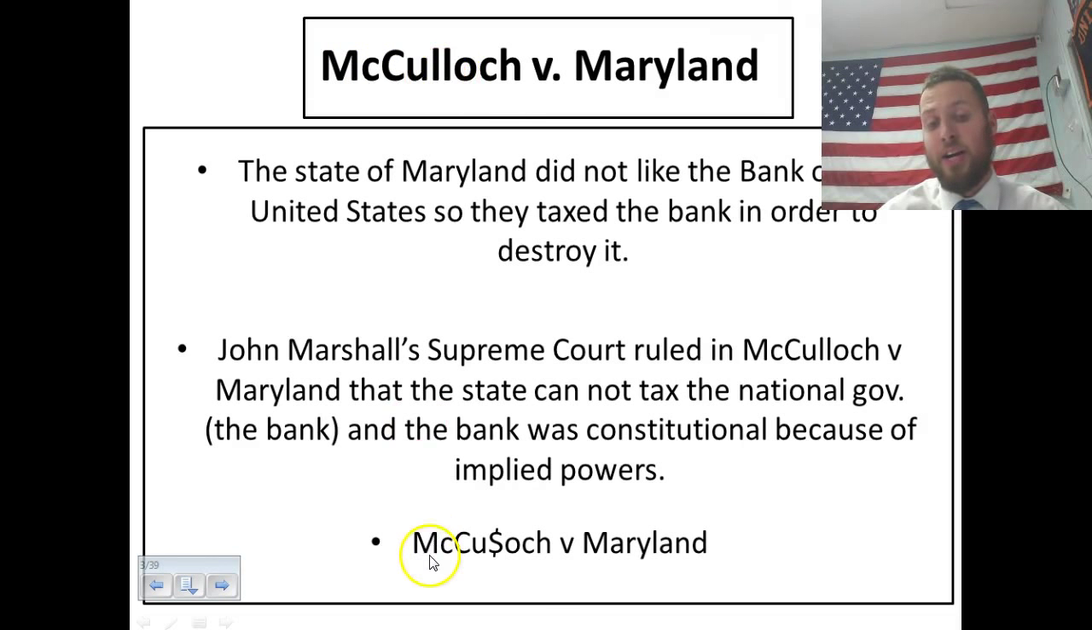So it would read down here, McCulloch, money sign, McCulloch versus Maryland. And where do you get money from? You get it from a bank. Premium or non-premium? Of course that's premium. Okay, we got McCulloch versus Maryland.